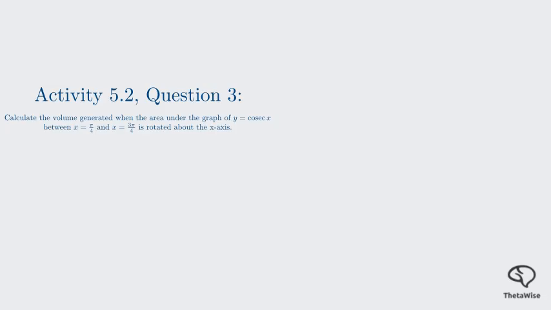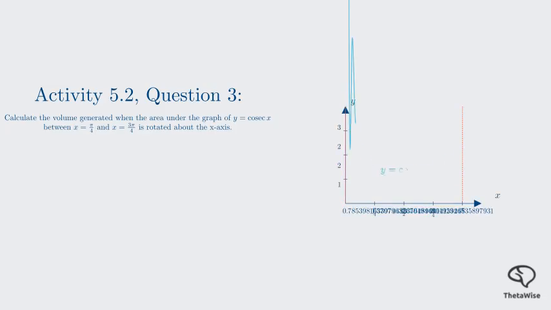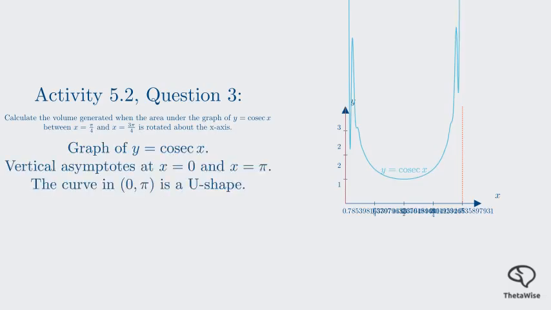Let's start with a sketch of y equals cosecant of x. The graph has vertical asymptotes where sine of x is 0, which is at x equals 0, pi, 2 pi, and so on. In the interval from 0 to pi, the curve forms a U shape opening upwards with a minimum at x equals pi over 2. We are interested in the area between pi over 4 and 3 pi over 4. We will rotate this area around the x-axis.